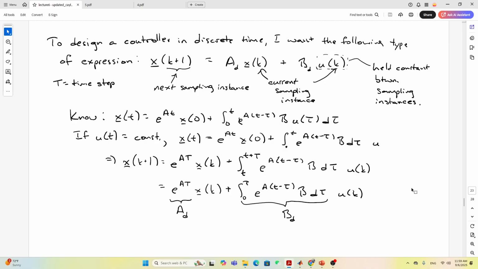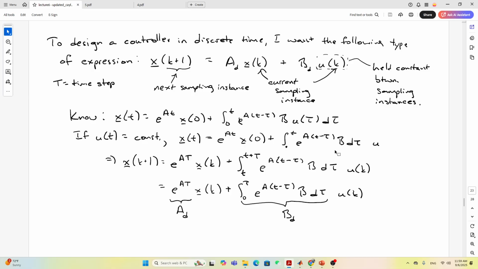Therefore, when we look at our continuous time expression, x(t) equals e to the power of A t times the initial condition, plus the rest of the term, which has the control signal u over 0 to t. As we consider u to be a constant, u is no longer a function of time, especially within a time sample interval, that's what I mean.